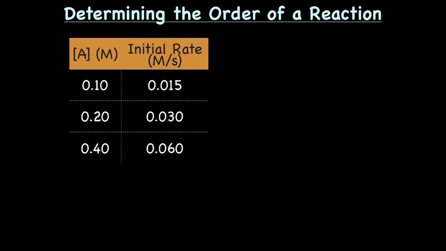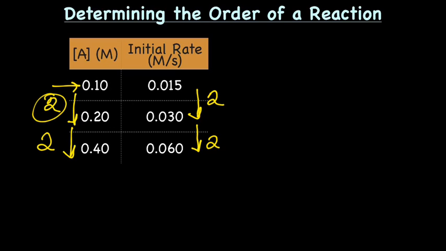So if we start looking at our concentration of A at 0.1, we go from 0.1 concentration to 0.2 concentration. So what's happening there? Well, we're doubling the concentration, right? And then again from 0.2 to 0.4, we're doubling again. So now let's see what happens to the reaction rate. We've got going from 0.015 to 0.03, we're doubling, and then from 0.03 to 0.06, we're doubling again.